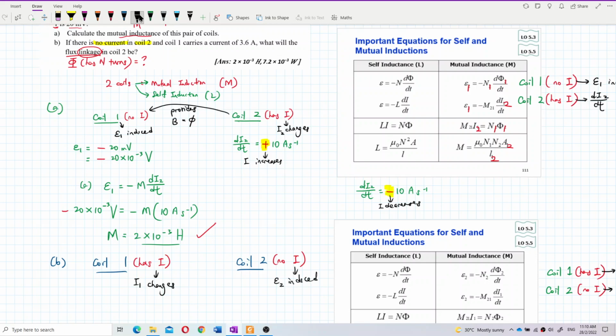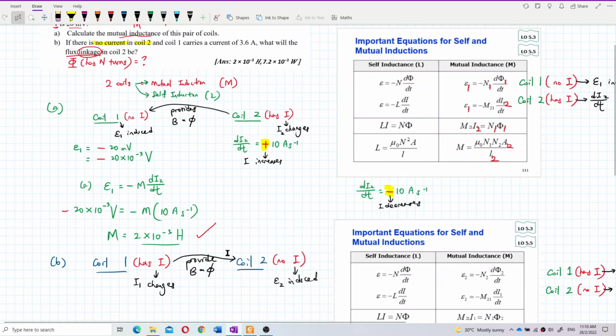Mutual induction. Coil 1 provides the magnetic field and flux for coil 2. Last time coil 2 had current and provided magnetic flux for coil 1. Now coil 1 has current and provides magnetic flux for coil 2, and an EMF is induced in coil 2. Last time the EMF was induced in coil 1. Now the EMF is induced in coil 2.